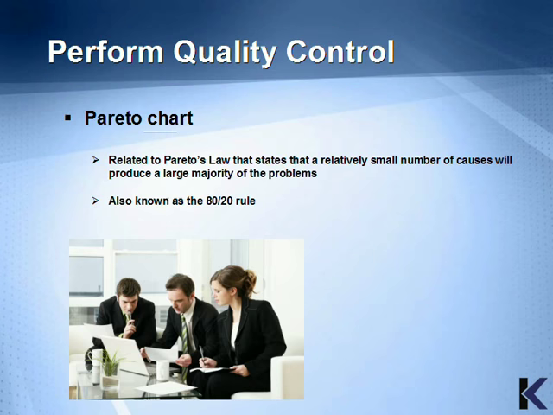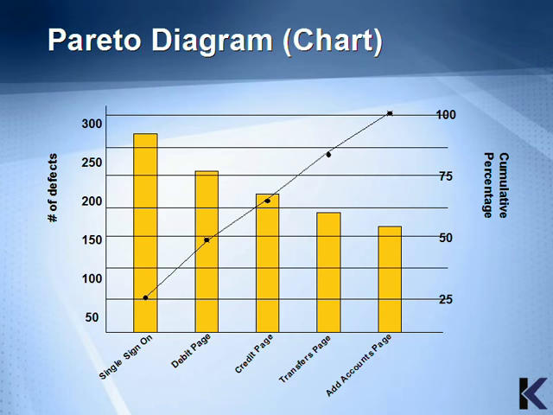A Pareto chart relates to Pareto's law that states that a relatively small number of causes will produce a large majority of the problems. You may also know this as the 80-20 rule. This would be a typical way to depict the Pareto diagram. What this chart tells you is that most of the defects are found in the single sign-on functionality. The various areas with their defects are added to this bar chart from the largest to the smallest. This allows the project manager to determine what areas to focus on first.